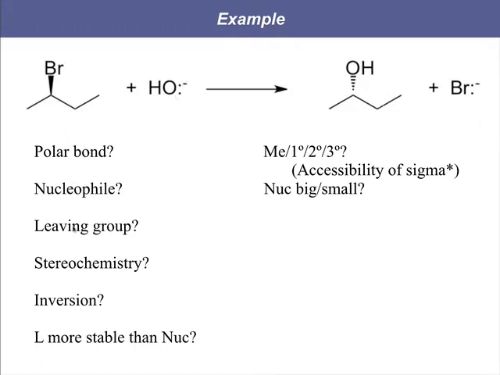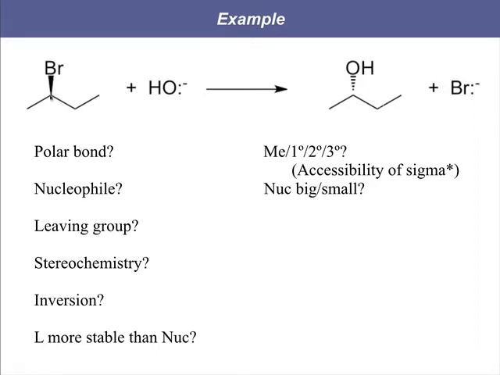So what's our leaving group? Remember, the leaving group would be the bromine. It's the electronegative group or atom that's attached to our carbon. So bromine is our leaving group, and indeed you see that in this reaction, bromine leaves. Let's look at our stereochemistry. Do we have the proper stereochemistry here?